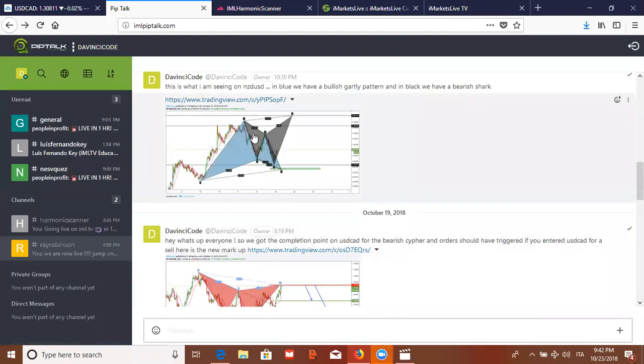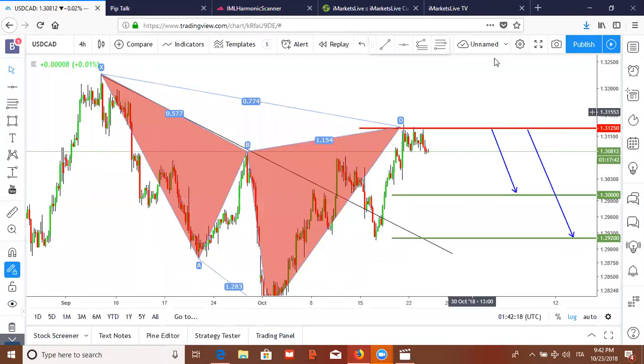I also posted this right here. This is what I'm saying on NZDUSD. In blue, we have a bullish Gartley pattern, and in black, we have a bearish Shark pattern. So let's go over to NZDUSD real quick.